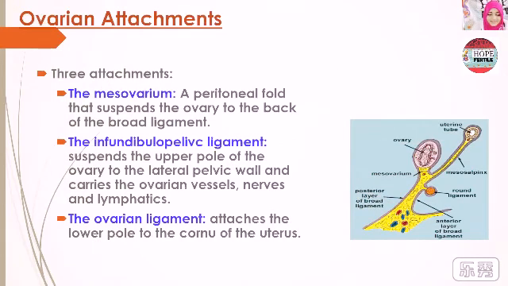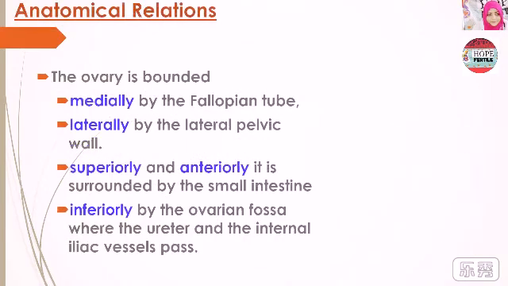So it has 3 attachments: the mesovarium, a peritoneal fold that suspends the ovary to the back of the broad ligament. The infundibulopelvic ligament suspends the upper pole of the ovary to the lateral pelvic wall and carries the ovarian vessels, nerves, and lymphatics. The ovarian ligament attaches the lower pole to the cornu of the uterus.